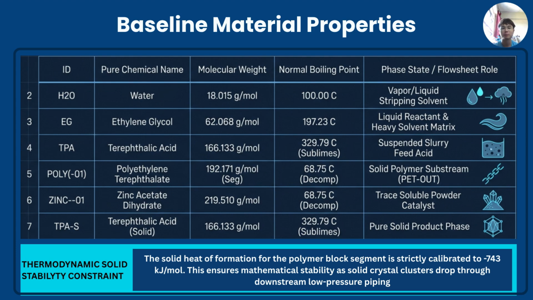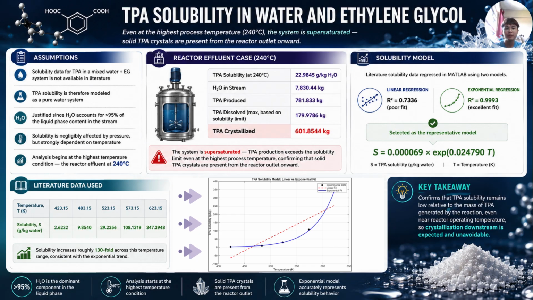This slide explains the solubility behavior of terephthalic acid in the reaction system. TPA has very poor solubility in both water and ethylene glycol. Therefore, after the reactor, the amount of TPA produced exceeds its solubility limit, causing the solution to become supersaturated and TPA crystals to form.